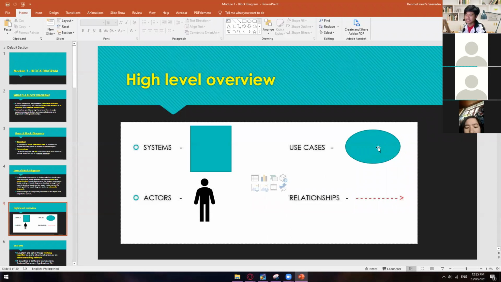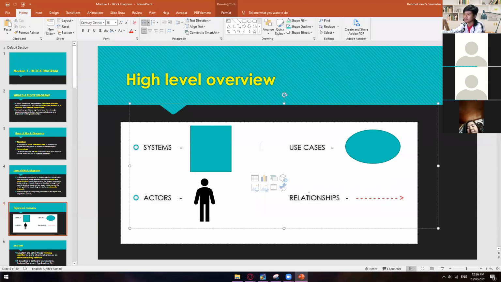Then we have here use cases. Use cases are the actions or the functionalities inside of your system. One good example of this is a calculator. Inside of this system, we have four use cases: addition, subtraction, multiplication, and division. What will happen if we have this input and we use this function? Of course, it will be displayed on our output. So use cases are actions or functions that we have inside the system.